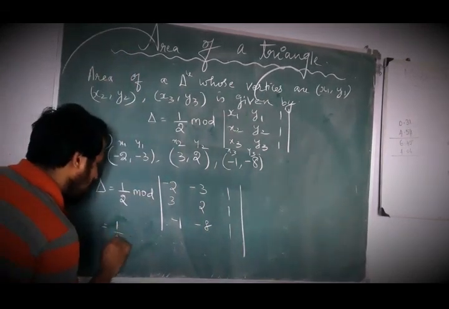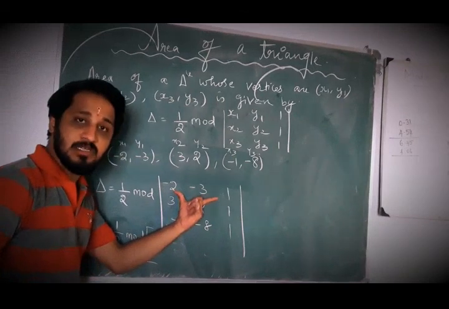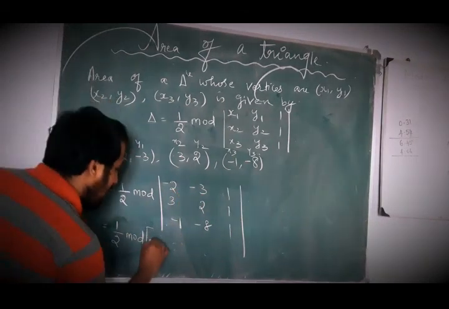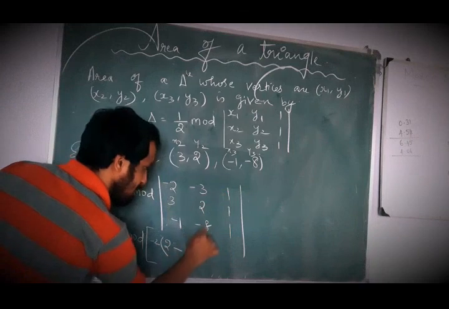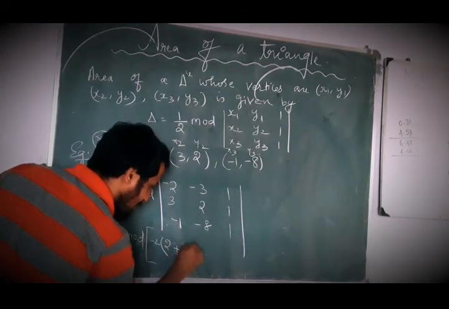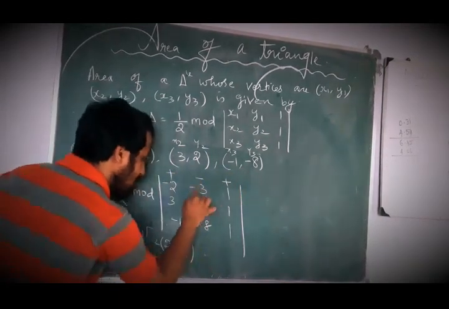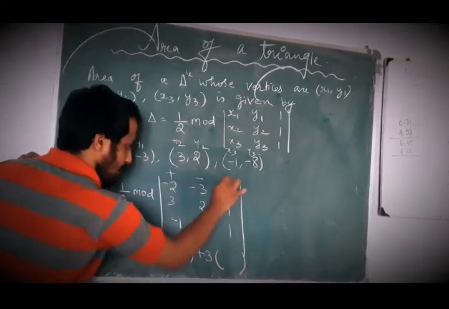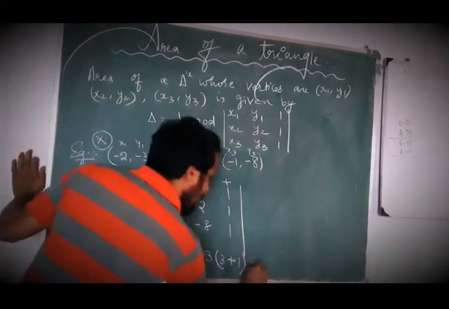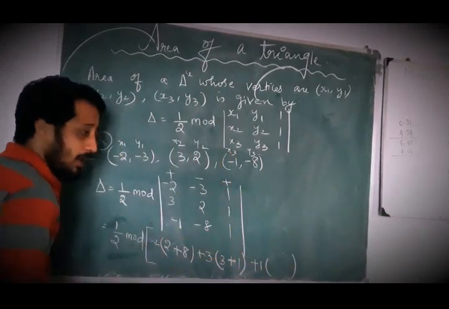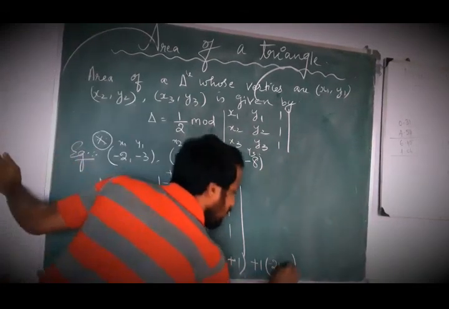So 1 by 2 into modulus of the determinant. I have to expand the 3 by 3 matrix. How? Expanding with respect to the first row, alternating plus minus. So minus 2 into, directly I am going to do, 2 ones are 2, minus 8 into 1, minus 8. So this will become plus. So minus 2 into 2 plus 8. So plus minus plus: minus into minus will become plus. So plus 3 into 1 3s are 3, minus 1 into 1, minus 1. So it will become plus 1. Now again plus 1 into minus 8 into 3, minus 24, minus 1 into 2. So minus into minus again plus. So plus 2. Is it clear?